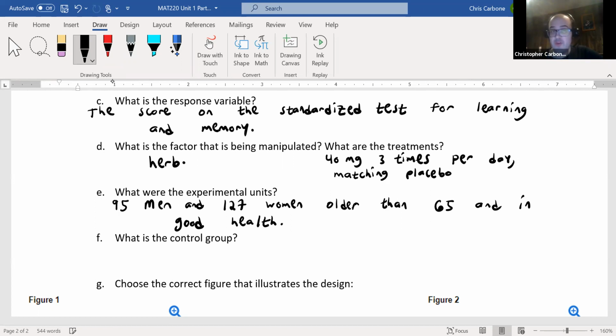For part F, we want to know what the control group is, and this would be the placebo group. And why is that? That's because this is the reference point for comparison.